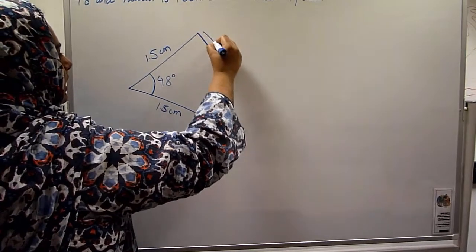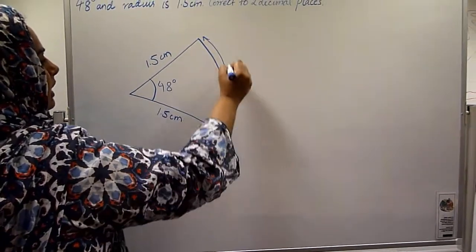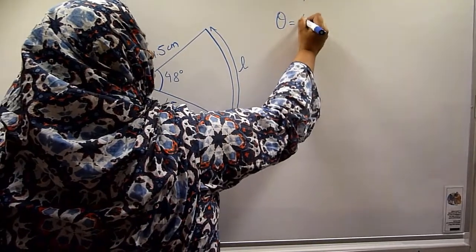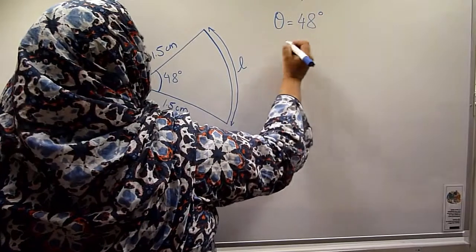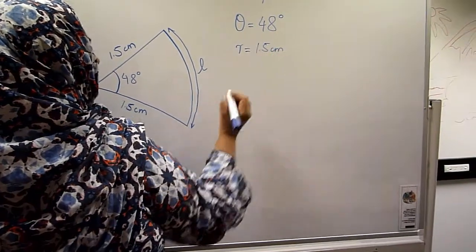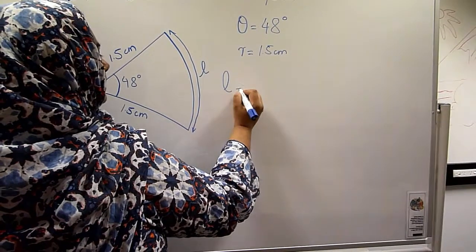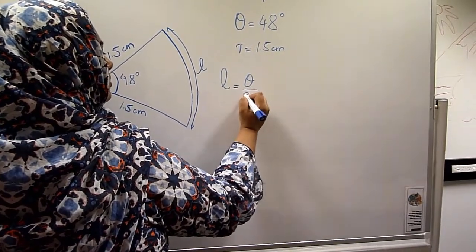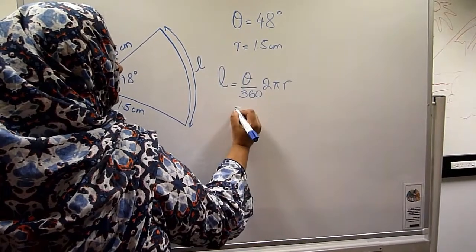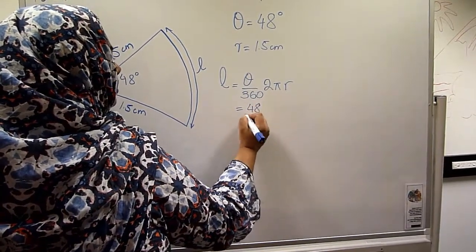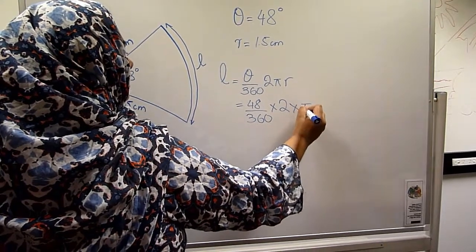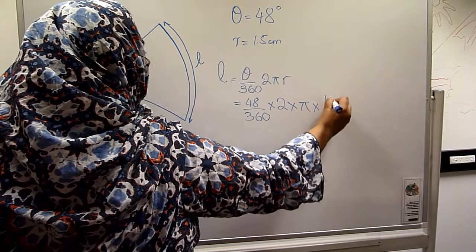And let's call this arc length L. So theta is 48 degrees. r is 1.5 centimeters. The formula for L, the arc length, is L equals theta over 360 times 2 pi r. So we substitute the values into the formula and we get 48 over 360 times 2 times pi times 1.5.